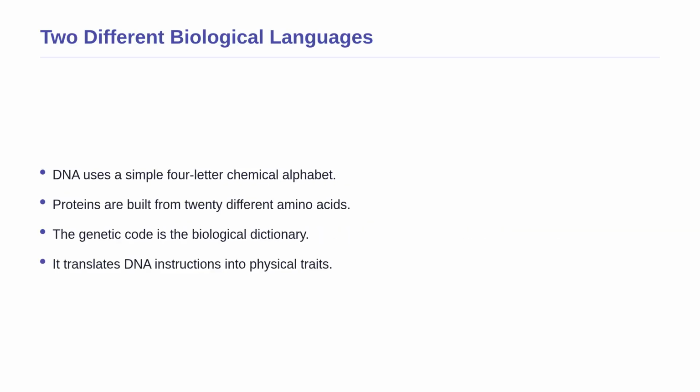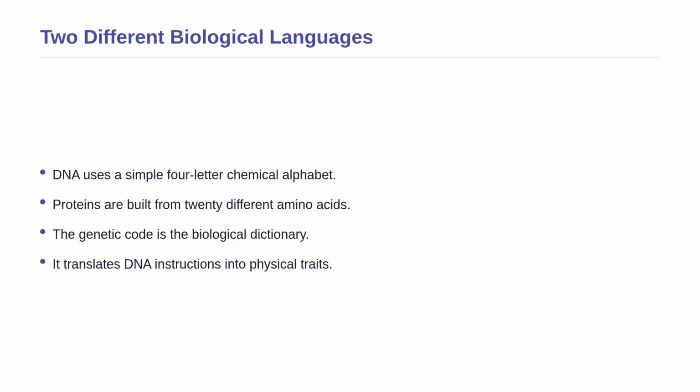To start, let us think about why we even need a genetic code. Your DNA is like a massive instruction manual written in a very simple language of only 4 chemical letters. However, the actual machines that do the work in your body, called proteins, are built using a completely different language, made of 20 different building blocks, called amino acids.